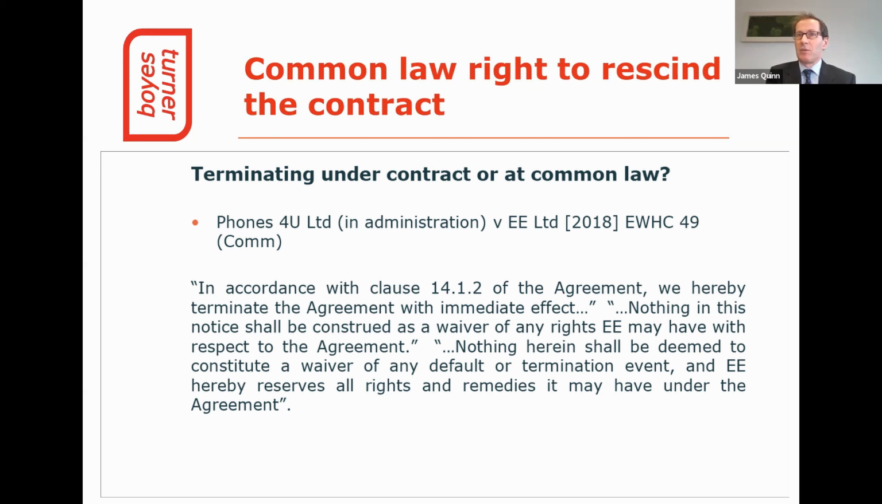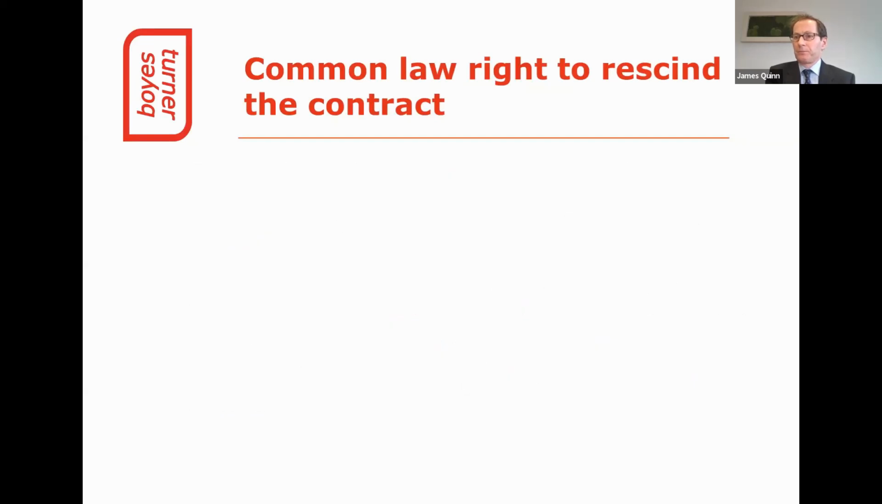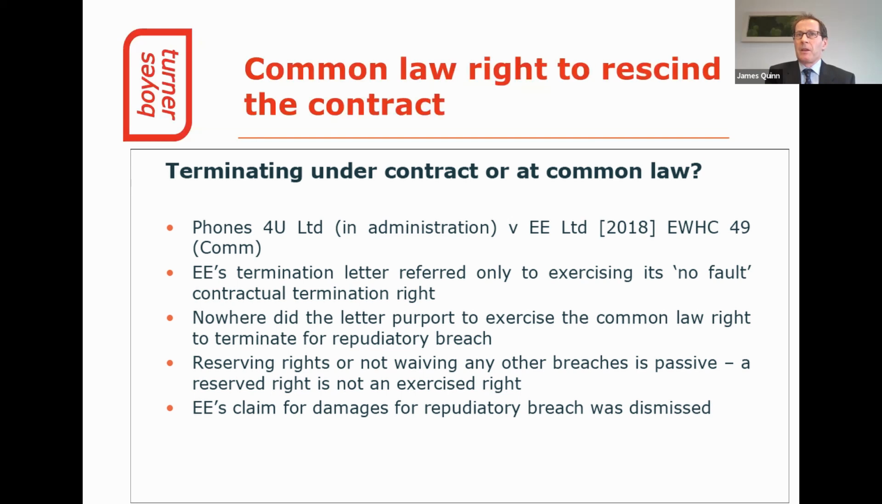In the afternoon of 17 September, EE sent a termination notice to Phones for You referring to clause 14.12 of the contract, which allowed them to terminate immediately upon Phones for You taking any steps to appoint an administrator. The important points to note here are that EE's termination notice referred only to exercising its no-fault contractual termination right. Although it later sought to argue that Phones for You was in repudiatory breach because it could not perform the contract, nowhere did the notice of termination purport to exercise the common law right to terminate for repudiatory breach.